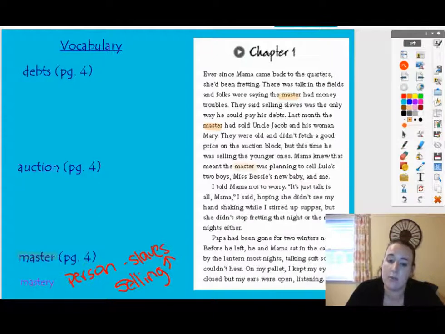So it's a person who is selling slaves, but also who owns the slaves. So they own slaves and they also can sell them. That's what's going to help you understand what they mean by master in this case. It's somebody who owns slaves and sells slaves.